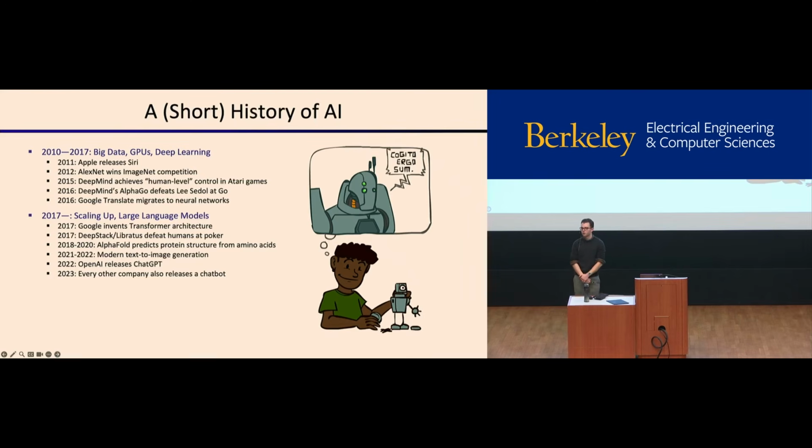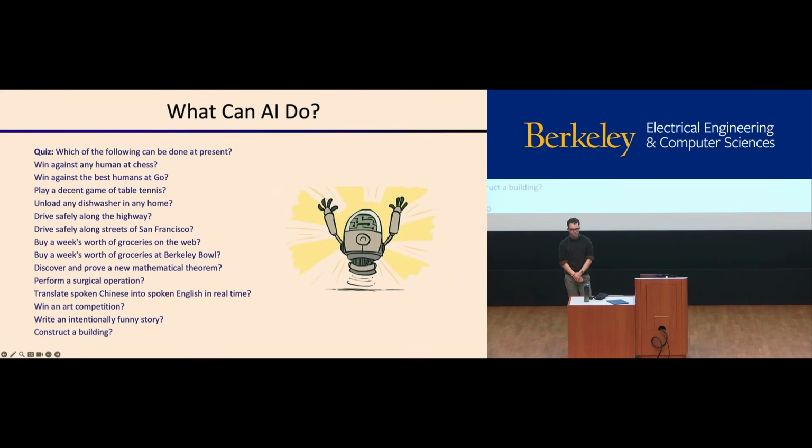So where are we now? What can AI do? Here's a list of things. We can do this as a quiz, or maybe a show of hands is all we need. What can AI do on this list? Can AI win against any human at chess? If you think yes, put your hand in the air. Yes, we can. We've been able to do that for at least two decades now, I think.